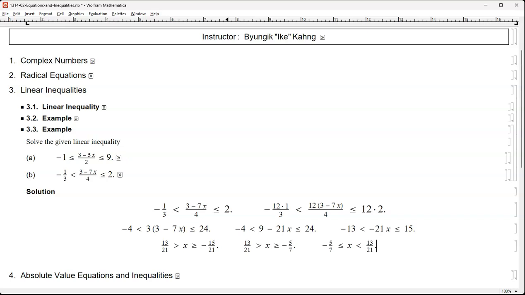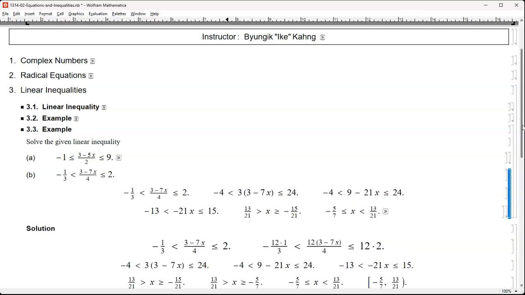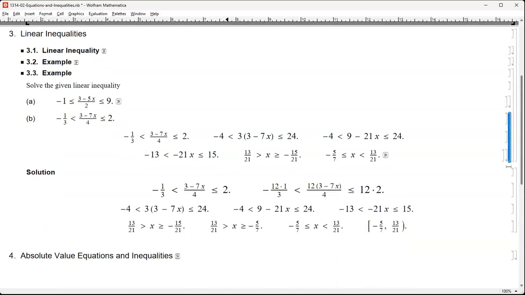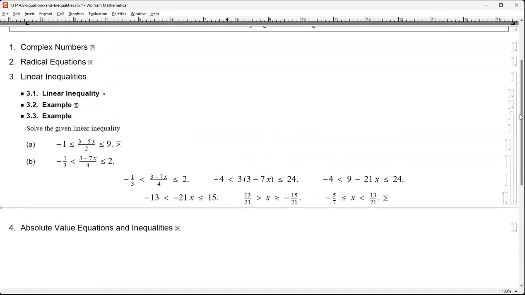Now if you want an interval expression, one more step. Bracket -5/7, oh, excuse me, I thought I did bracket. -5/7, and then comma 13/21, and here we have parentheses. That completes the problem. What did I do here in my answer key? Yes, it's exactly the same steps. That's how you do double inequality problems.